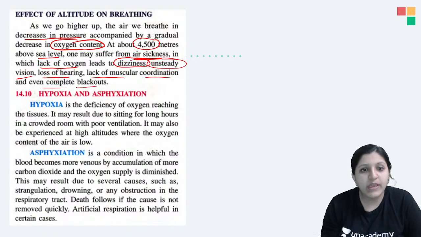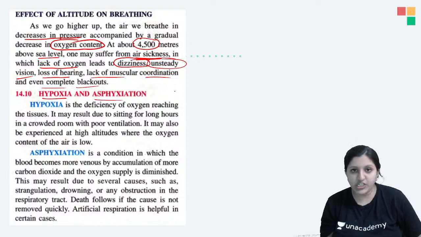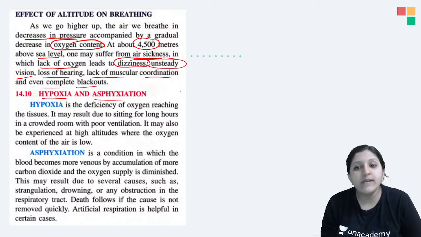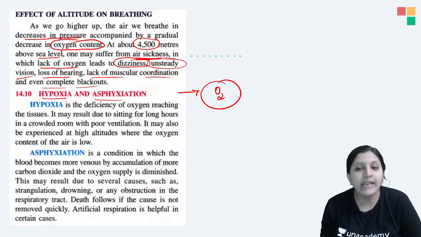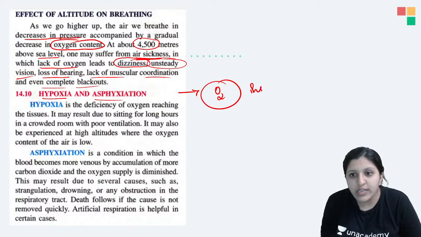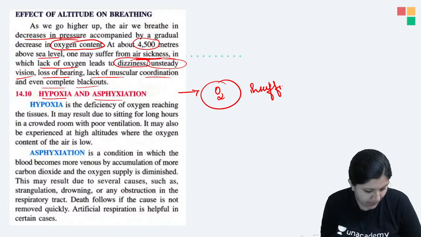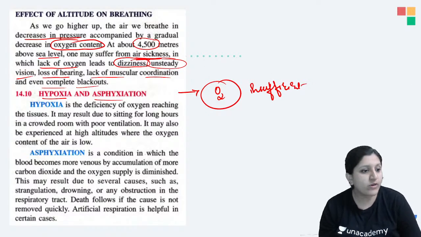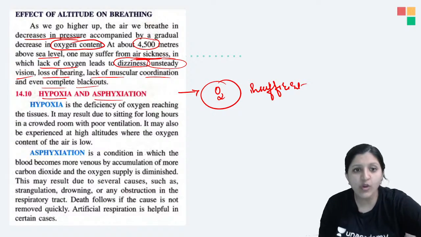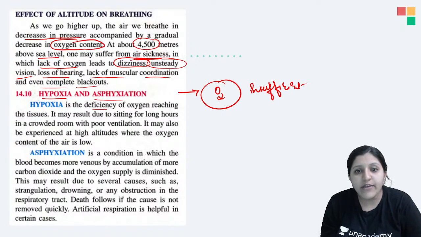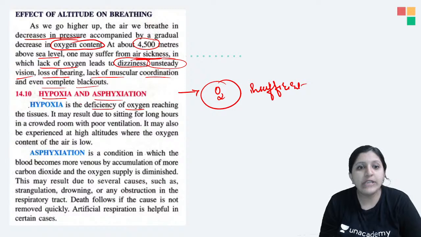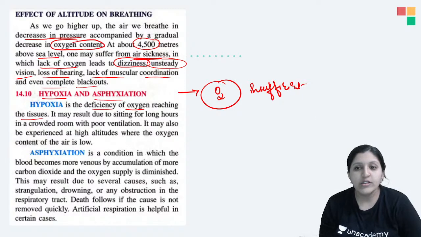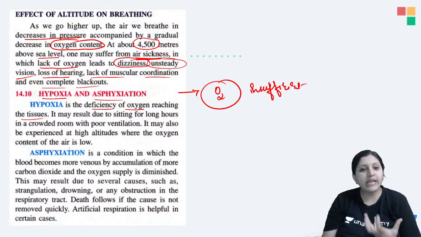Okay, so now here there is hypoxia, and then there is asphyxiation. These are the two terms basically related to oxygen which is not supplied sufficiently. So this is insufficient oxygen supply. Now hypoxia, when we mention it, is the deficiency of oxygen reaching the tissues. So basically oxygen is not able to reach the tissue.